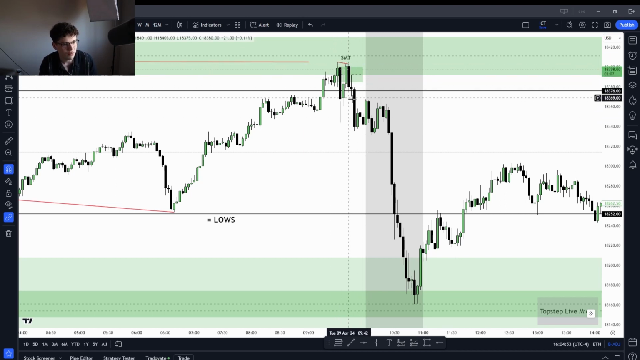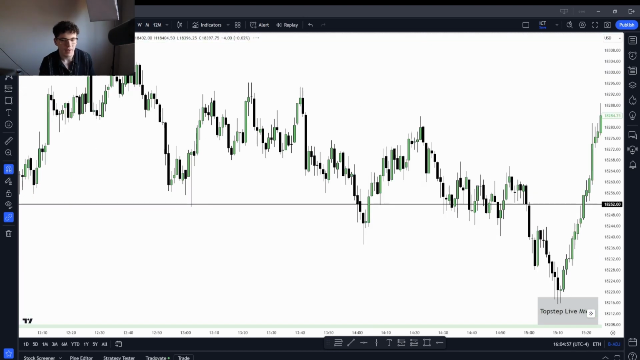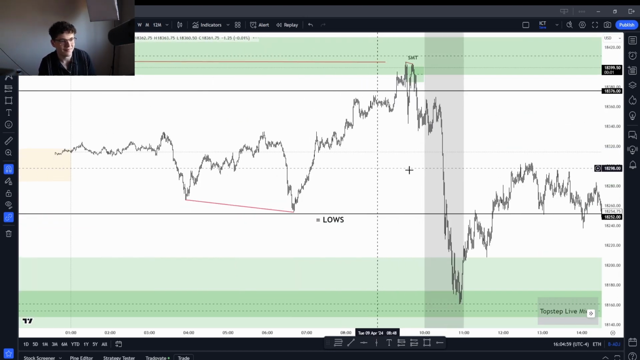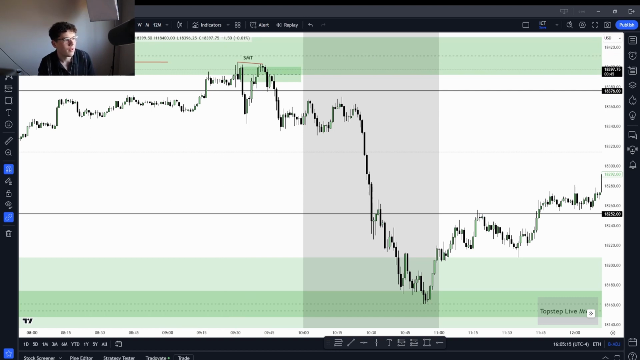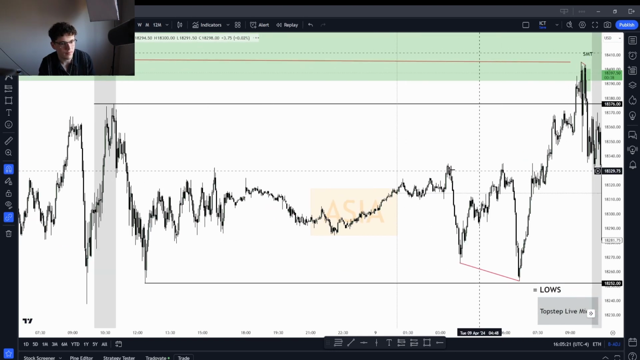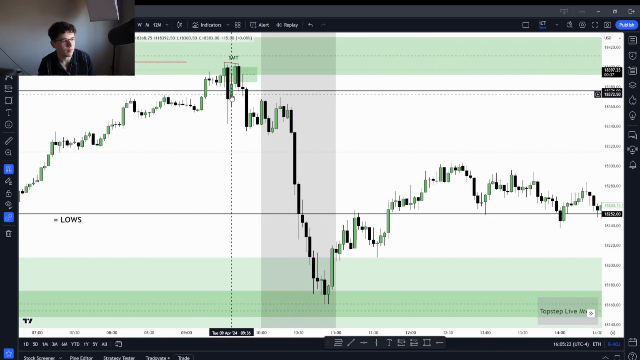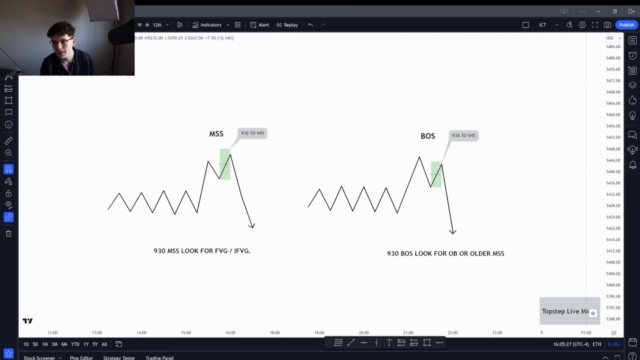Notice how there's not really that many fair value gaps. There's a fair value gap here, which was respected. I can't call the markets perfectly, right? Now, both break in structure models happened. We hit the order block here, and then we moved lower. We confirmed structure, and then we hit the order block here. That's falling into this PDF that I made. The order block here, or the order block here.